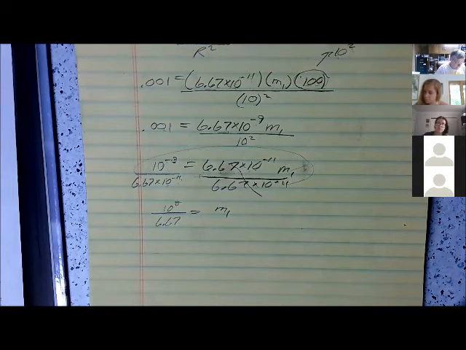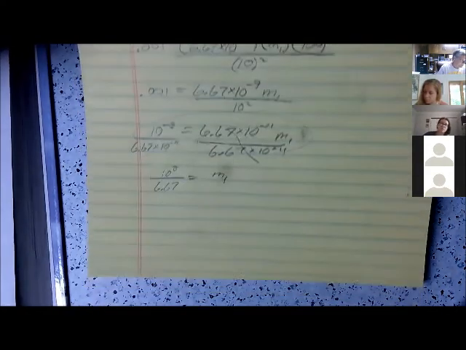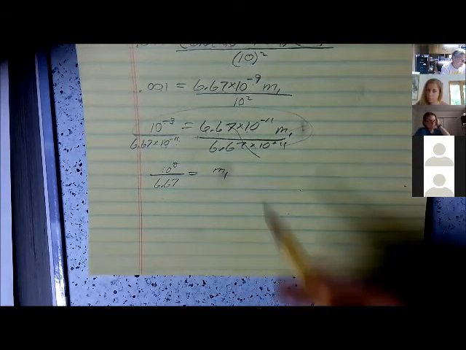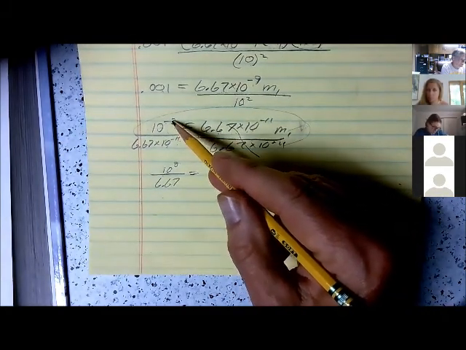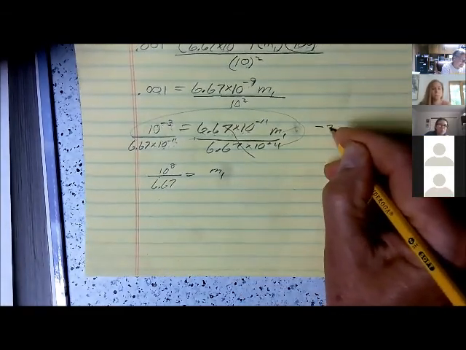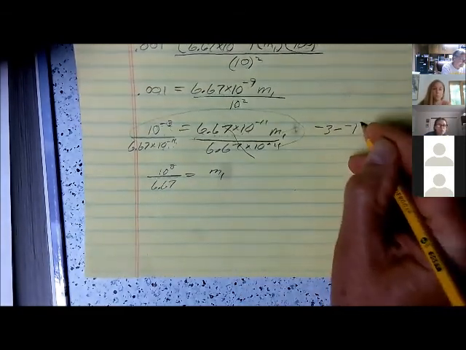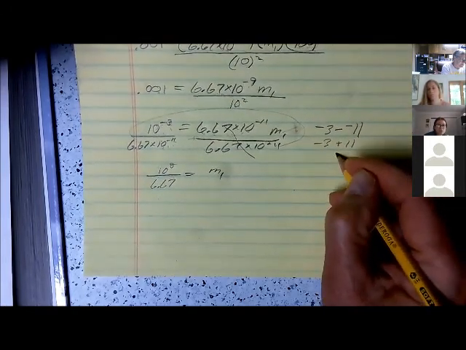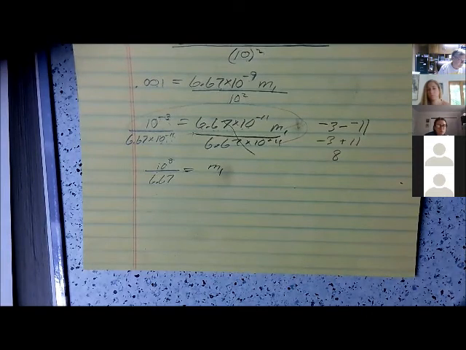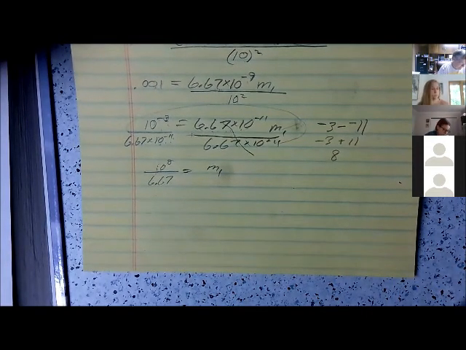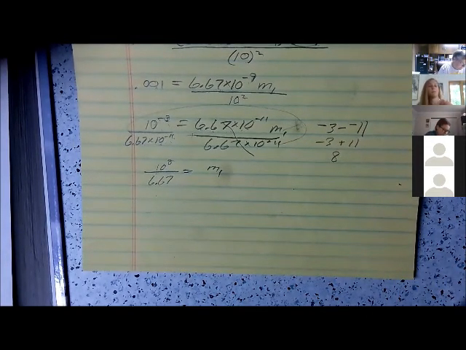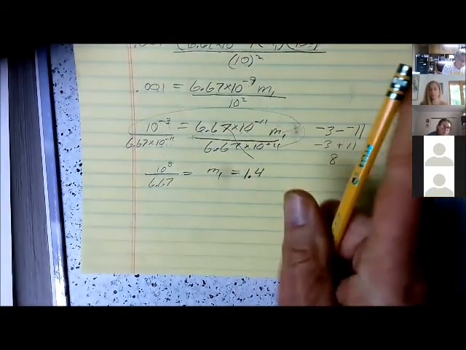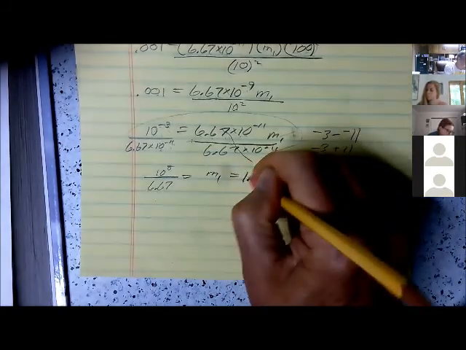I'm sorry, it wouldn't be 10 to the negative 14th, because you have 10 to the negative 3rd and 10 to the negative 11th. We have to subtract exponents because we're dividing, right? So it's minus 3 minus a minus 11, so it's minus 3 plus 11. Oh, that's right. Okay. So I get 1.499. For all practical purposes, call it 1.5.